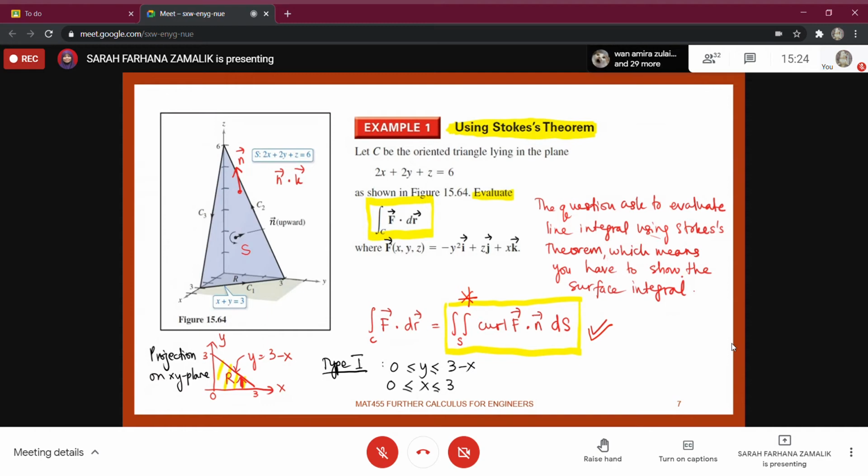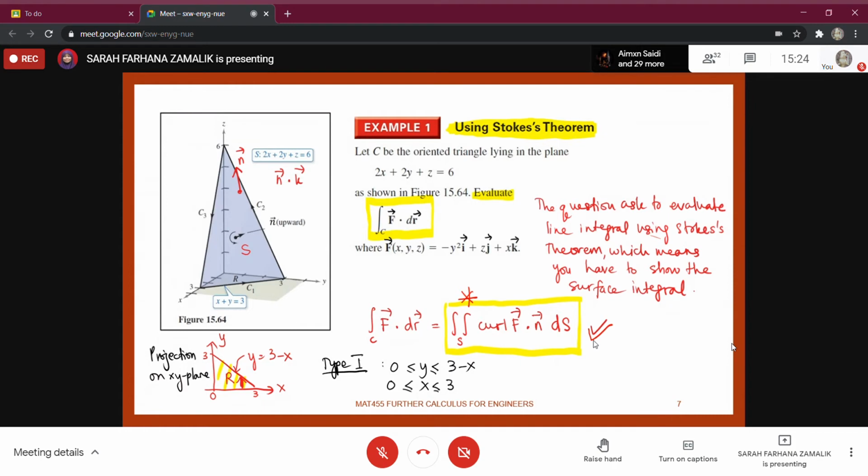Therefore, you must show the surface integral. Okay. So that's how you solve for your Stokes Theorem. Can you understand? Because if you feel like showing using the line integral as well, that is the wrong concept. It means you must show the double integral of curl F dot with n dS.